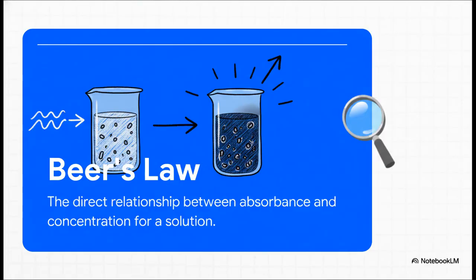So what is Beer's Law, really? At its heart, it's actually super simple. The more stuff you have dissolved in a liquid, the more light it's going to block or absorb. That's it. This direct relationship is the whole key.